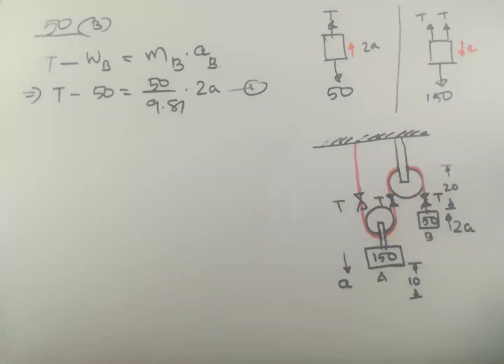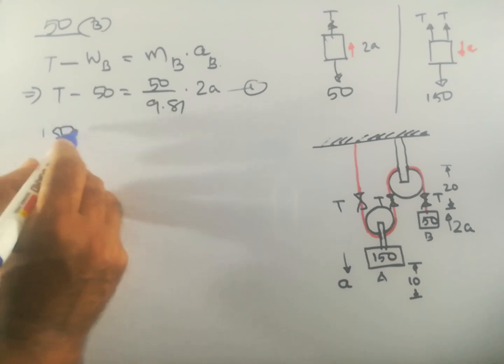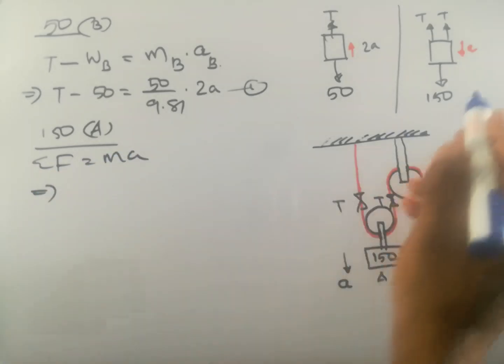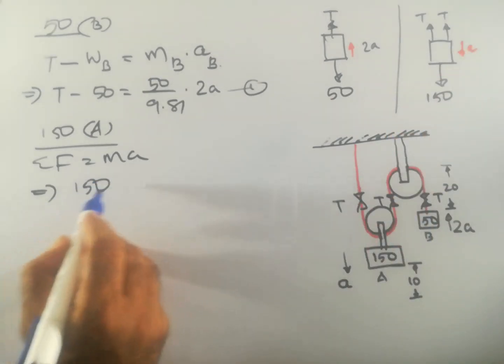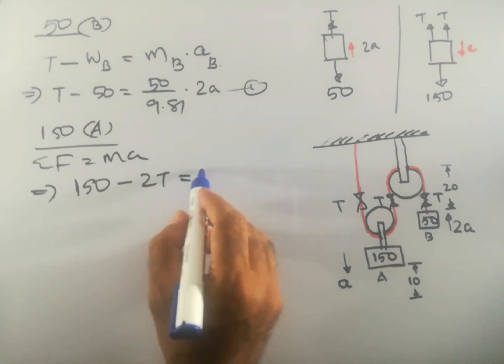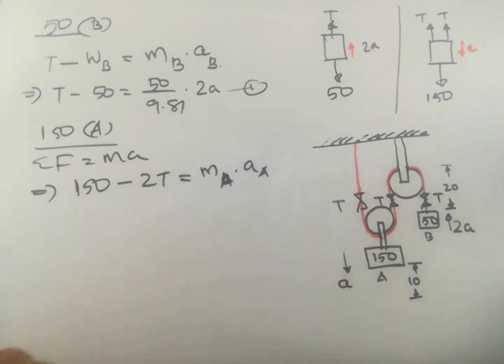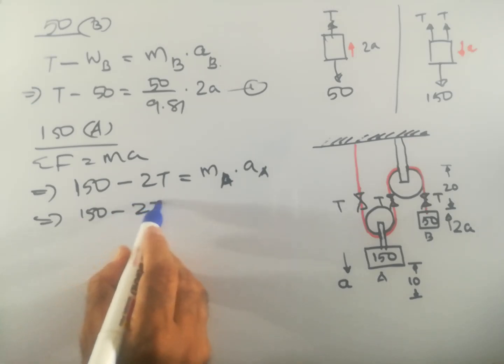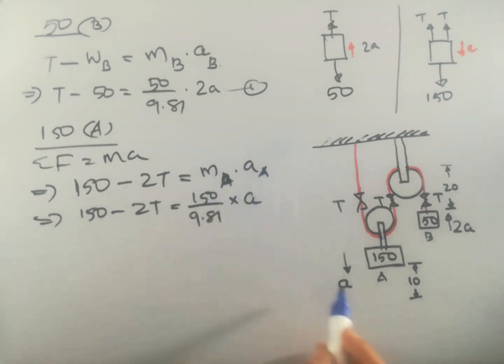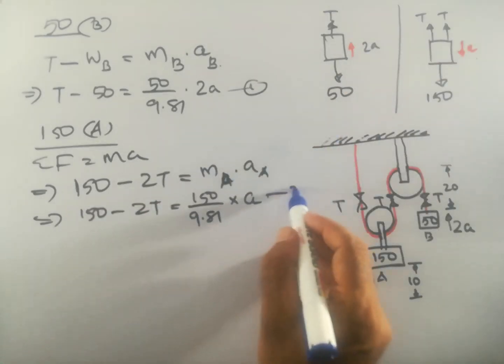Then we will form the equation. According to Newton's second law, sigma F equal to m a, or if you want you can apply D'Alembert's principle, sigma F minus m a equal to zero, where minus m a is the inertia force. Here sigma F equal to m a for the 150 Newton block A. It is moving down in the direction of the wedge, 150 taken as positive, then minus 2T equal to m a into a_A. So that is 150 minus 2T equal to 150 by 9.81 into A, because acceleration of A is A. So this is equation number 2.